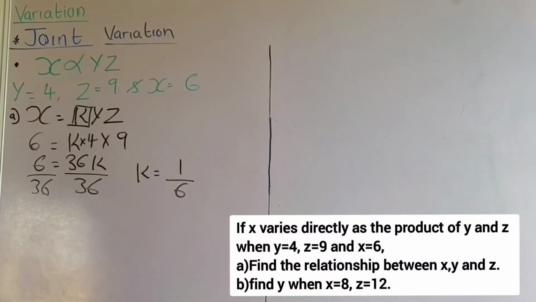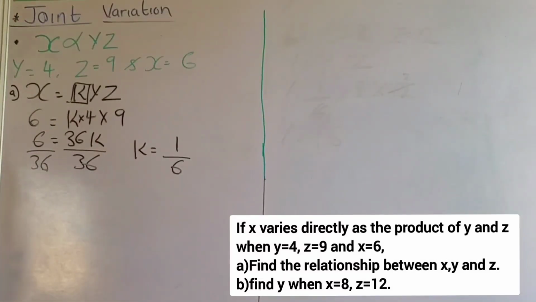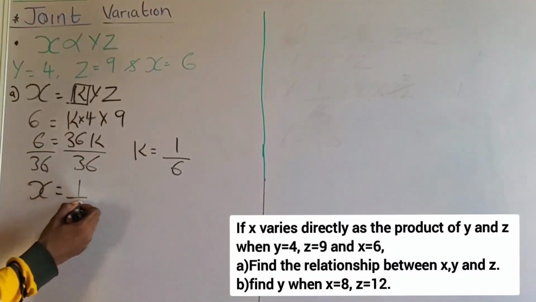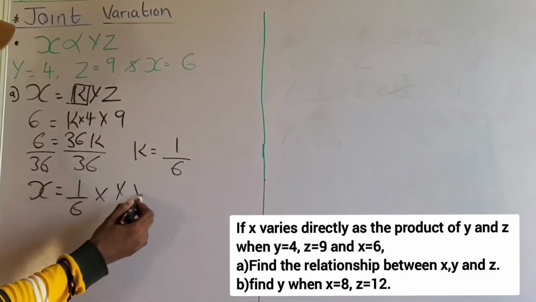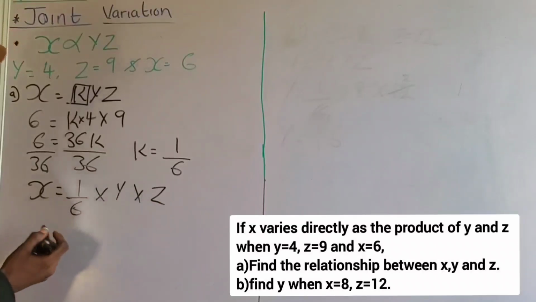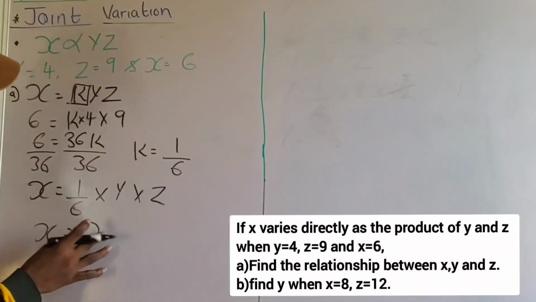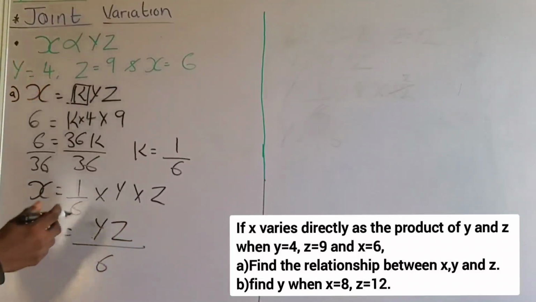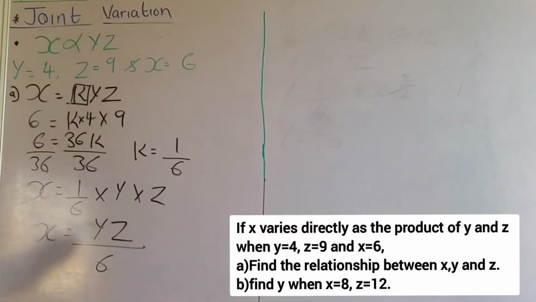Having gotten to this point, the next step to get the equation connecting x, y, and z is to replace the value of k as 1 over 6 into this formula. So I'm going to have x equals k, and k is 1 over 6, so 1 over 6 multiplied by y multiplied by z. So x equals yz all over 6. That is the equation connecting x, y, and z.